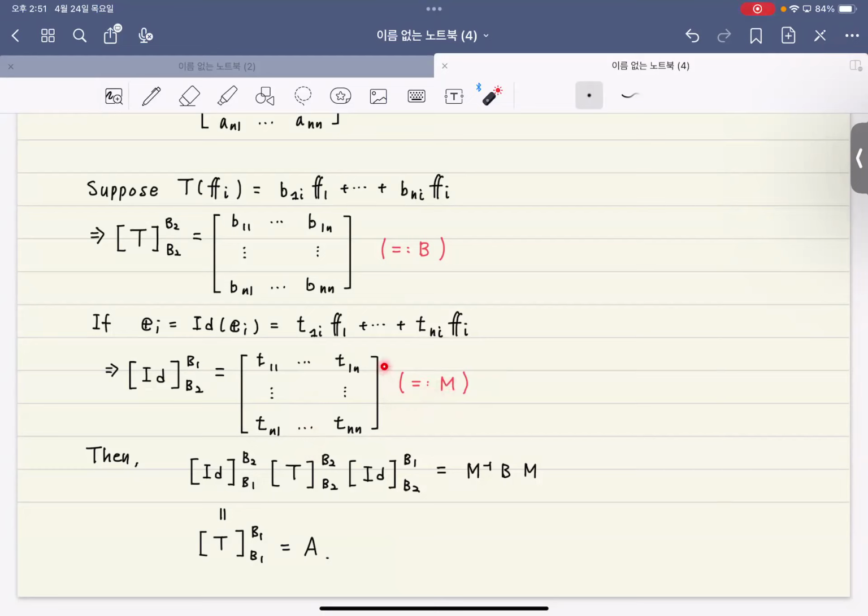So this is the change of basis matrix M, and clearly this one has to be a non-singular matrix. So this matrix inverse times matrix B times the matrix M should be the matrix A. Therefore, in other words, for this given matrix A and B, I was able to find another non-singular matrix M such that M inverse times B times M equals A. So they are similar matrices, and they are referring to the same linear transformation.